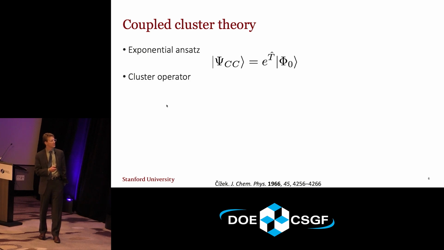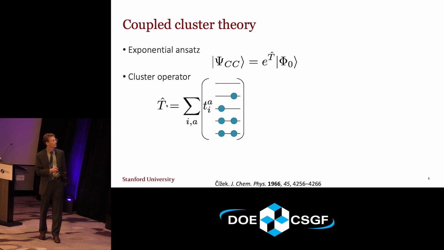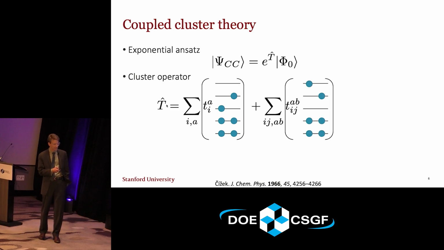T is a linear combination of excitation operators itself. So we have a sum over all of the single excitations characterized by a weight or amplitude t_ia. So this tells me how important this particular single excitation is in my final coupled cluster wave function. And we can then go to double excitations. So now I have a bunch of double excitations characterized by their amplitude t_ijab, and so on. And to make this an approximation, to get a working set of equations, we need to truncate this expansion.